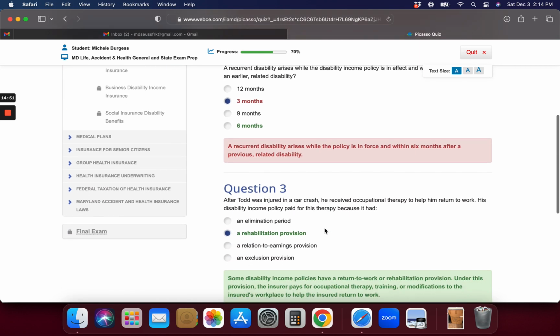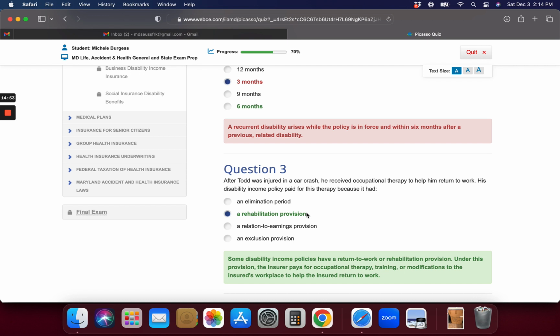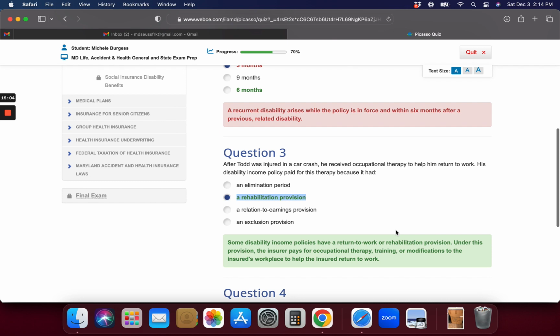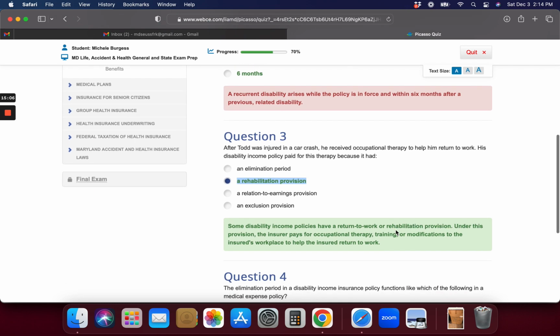All right, this one I got right. Rehabilitation provision. By the way, that was a total guess, no idea. All right, so return to work or rehabilitation provision, a lot of these policies have them, and that will allow him to return to work.